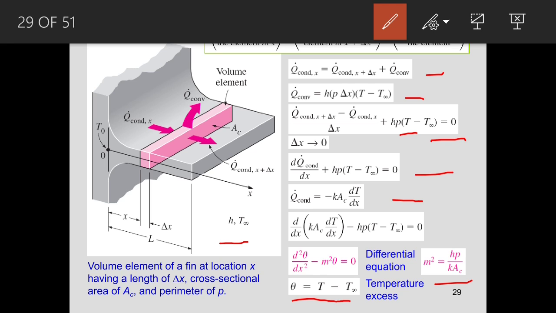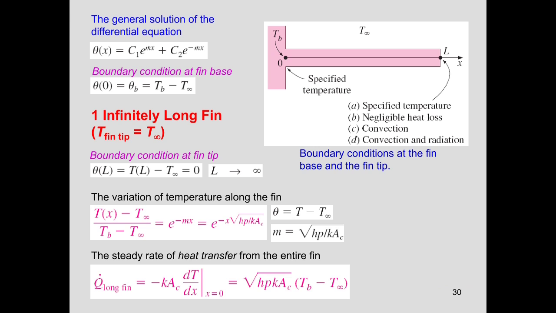So we get a second order differential equation, and if we solve it, we get two solutions in terms of e raised to mx and e raised to minus mx. So theta of x is equal to c1 e raised to mx plus c2 e raised to minus mx. Here c1 and c2 are arbitrary constants. We can find the values of c1 and c2 by using two boundary conditions.